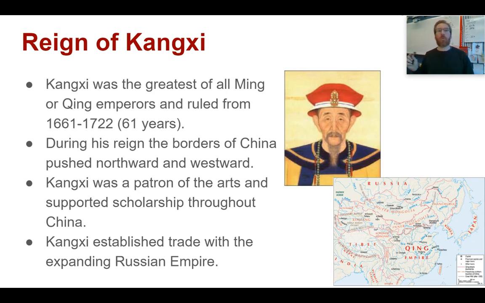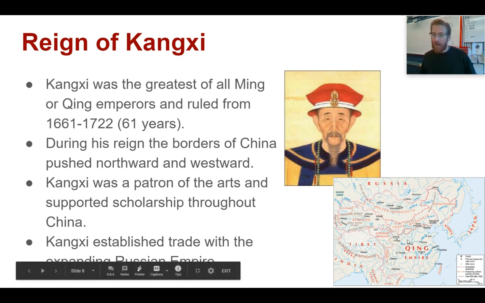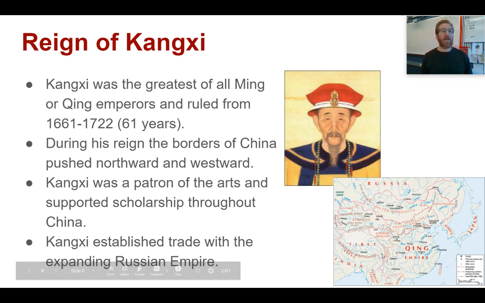Now let's talk about the two great emperors of this time. Two of the greatest emperors of this Ming-Qing dynasty period were Qing leaders. One is Kangxi. Kangxi was the greatest of all Ming or Qing emperors and ruled for about 61 years, from 1661 to 1722. And during his reign, he is going to push the borders of China greatly northward and westward, expanding north and west.